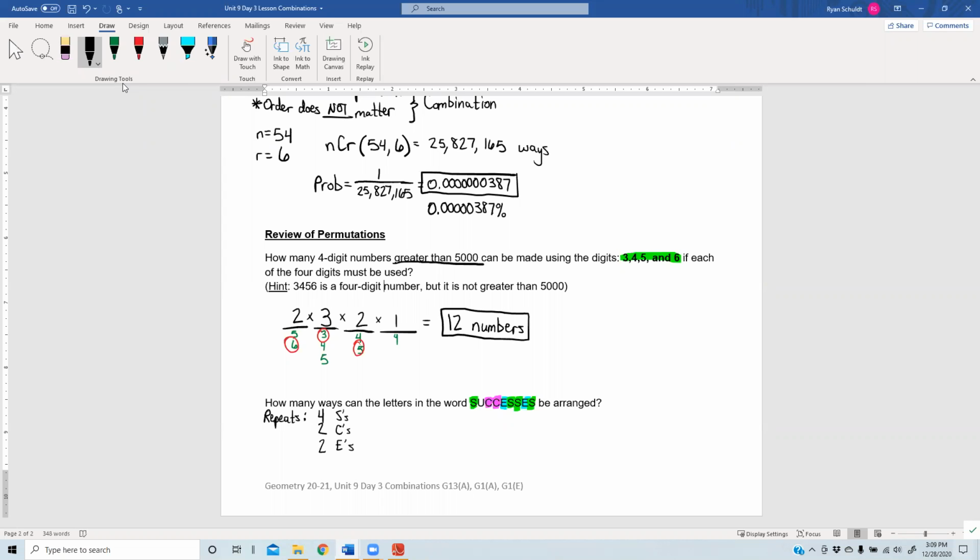There's only one U, so we don't have to worry about that. But there's four S's, two C's, two E's. How many total letters do I have though? 1, 2, 3, 4, 5, 6, 7, 8, 9. There's 9 total letters. So I have to do 9 factorial divided by 4 factorial times 2 factorial times 2 factorial.